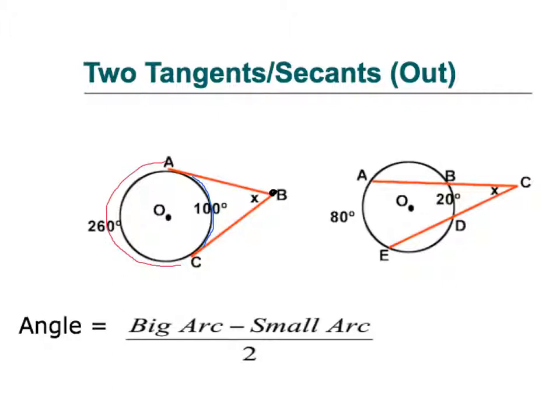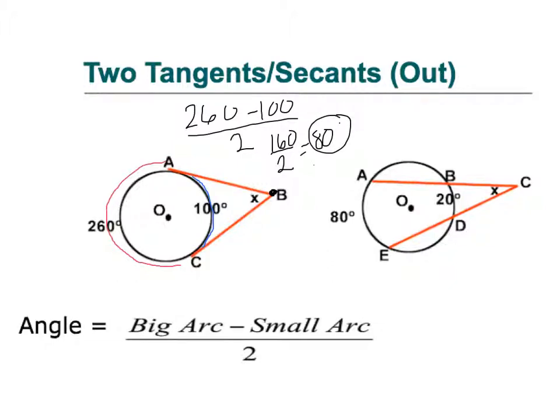So the math I would do is 260 minus 100. Remember, you only add them if it's inside of your circle. Here the vertex is outside, so I subtract and then I divide by 2. So I get 160 divided by 2, and angle X has an identity. It's 80 degrees. So happy.